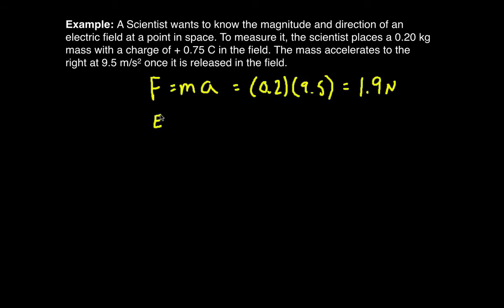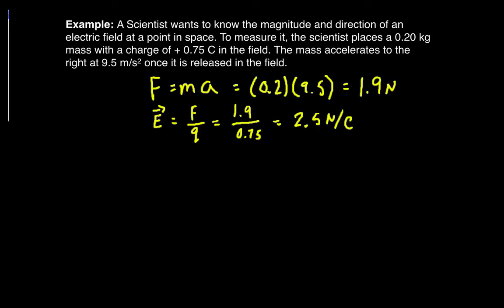The electric field at a particular point in space is equal to the force divided by the charge that experiences that force. This is 1.9 divided by 0.75, the magnitude of the charge, which gives us 2.5 newtons per coulomb.